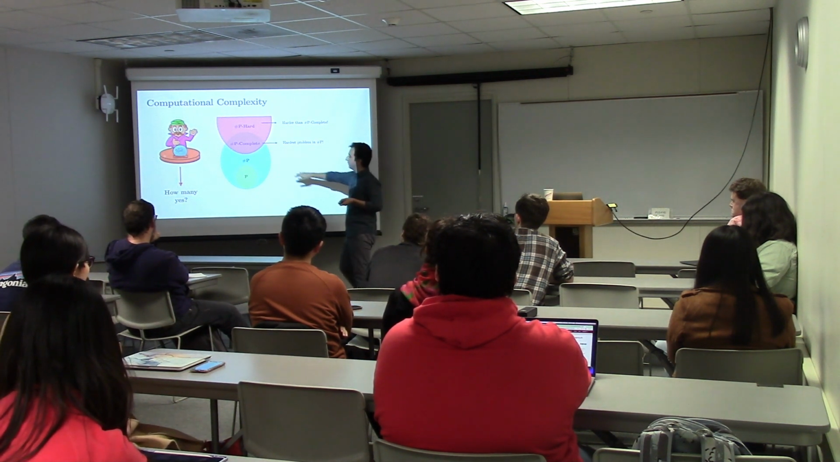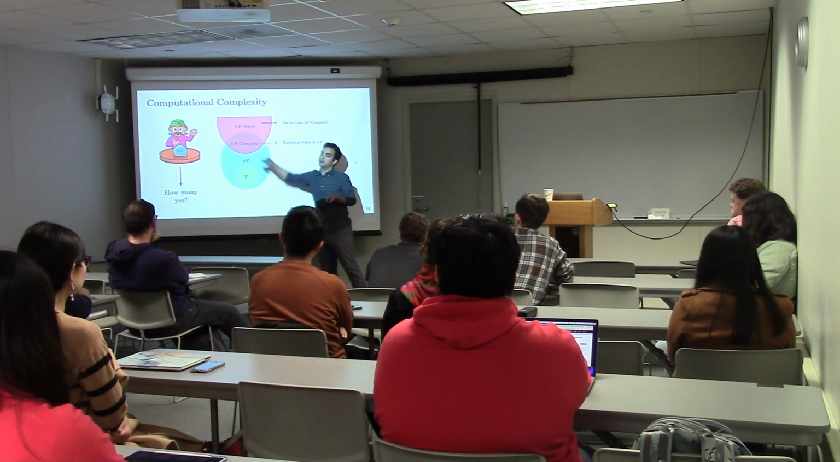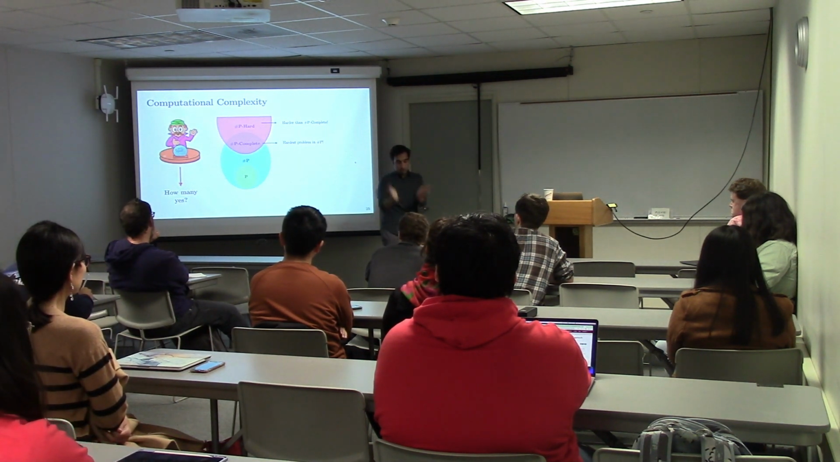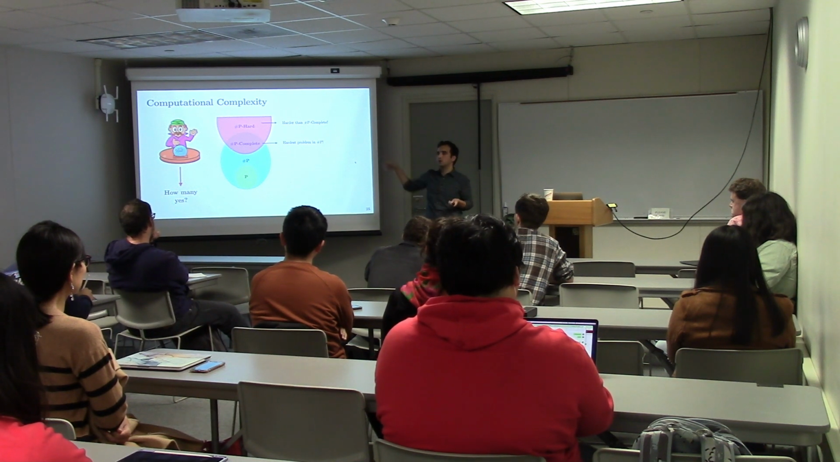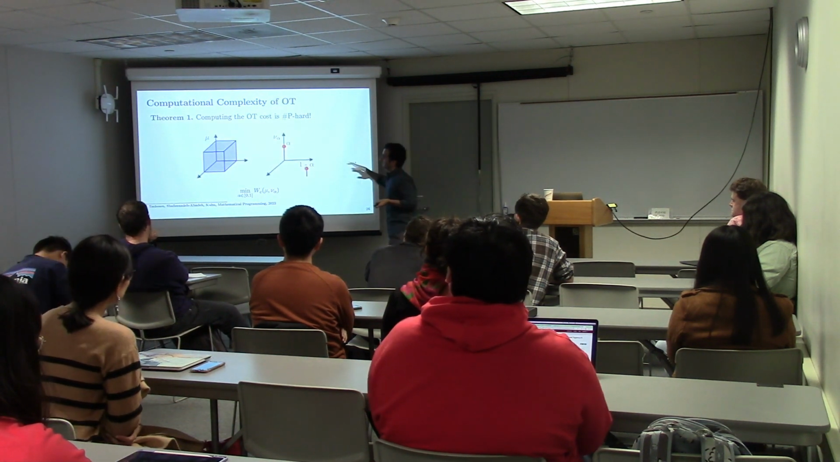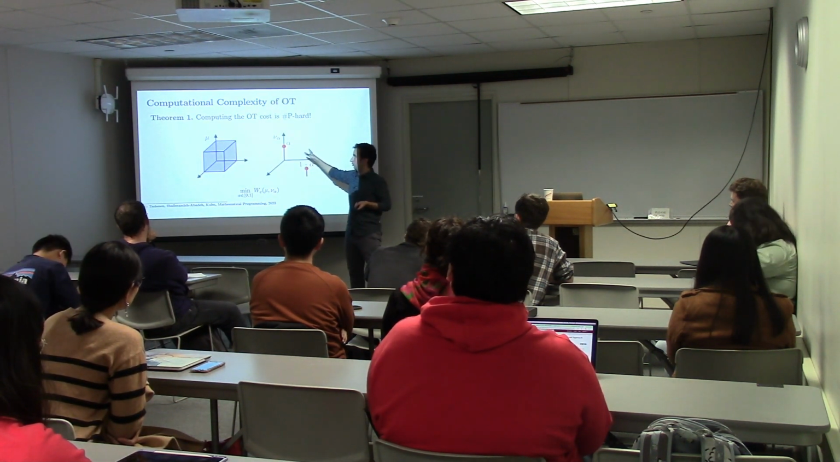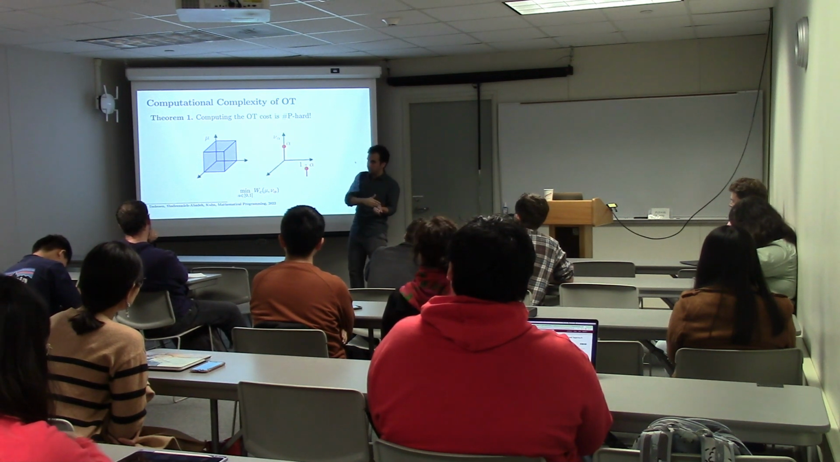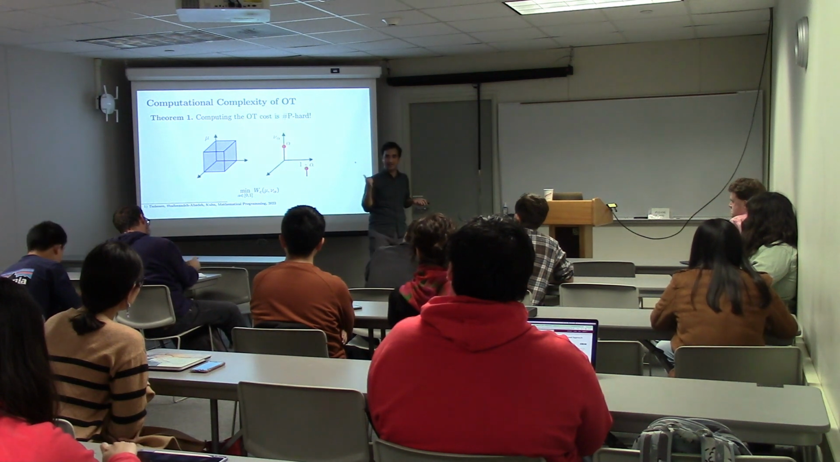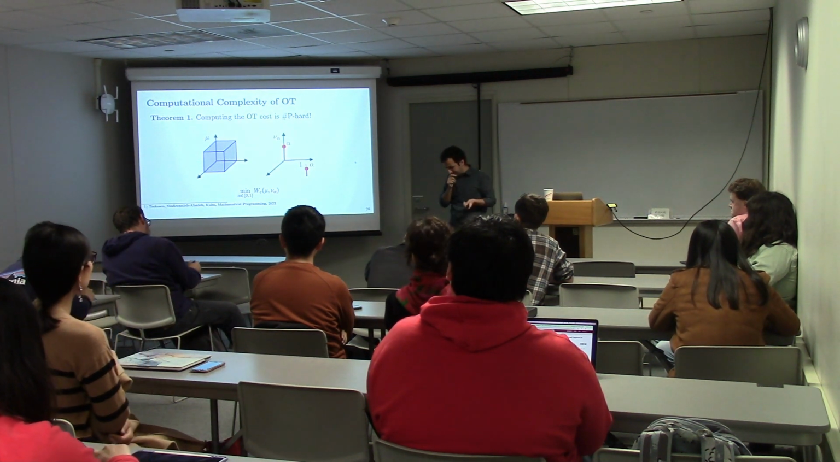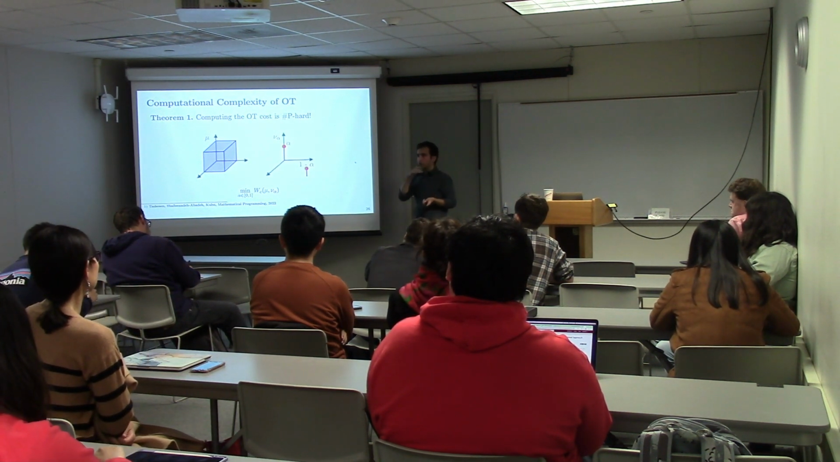The hardest problems in class #P are called #P-complete. And at the top of the hierarchy, we have #P-hard problems, which may not even be solved in polynomial time with non-deterministic machines. And the result that we have is that the computation of optimal transport cost between a continuous and discrete distribution is actually among the hardest problems in the class #P. And I would like to show you the proof.